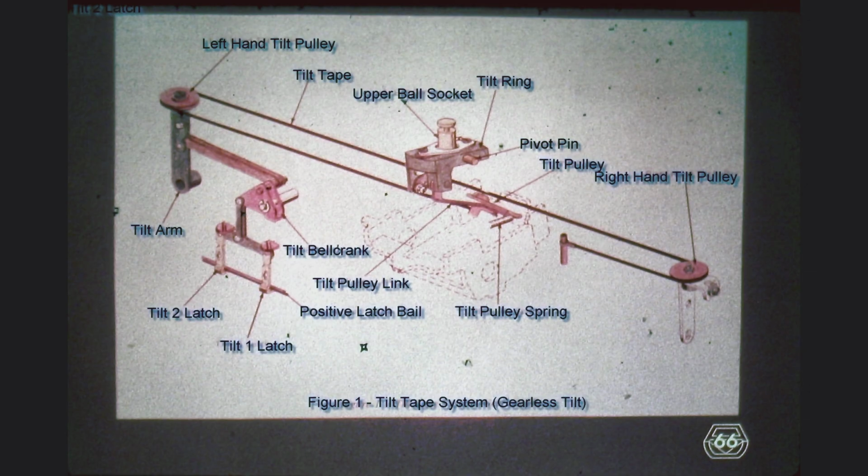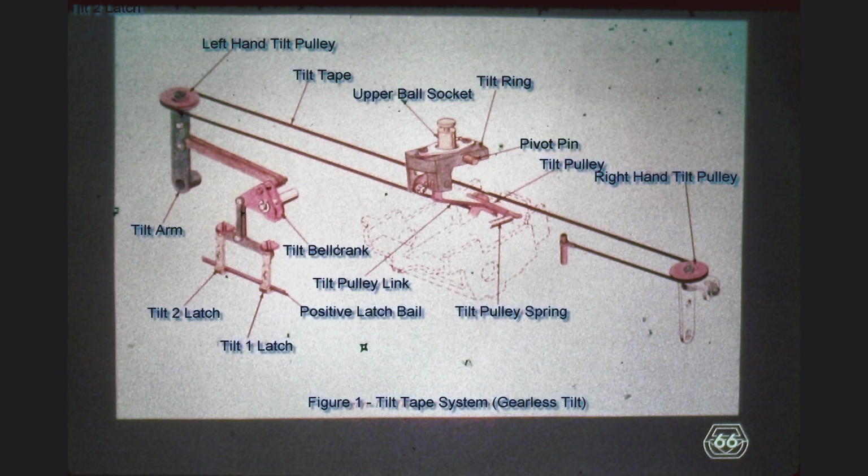From that stud, the tape first goes toward the right side, around the right-hand tilt pulley, the position of which is adjustable, then all the way to the left side, around the left-hand tilt pulley, and back toward the carrier where it is fastened to the tilt pulley. The tilt pulley is really only a sector of a pulley, a portion of a pulley. Attached to the tilt pulley you find the tilt pulley link, which connects the tilt pulley to the tilt ring.